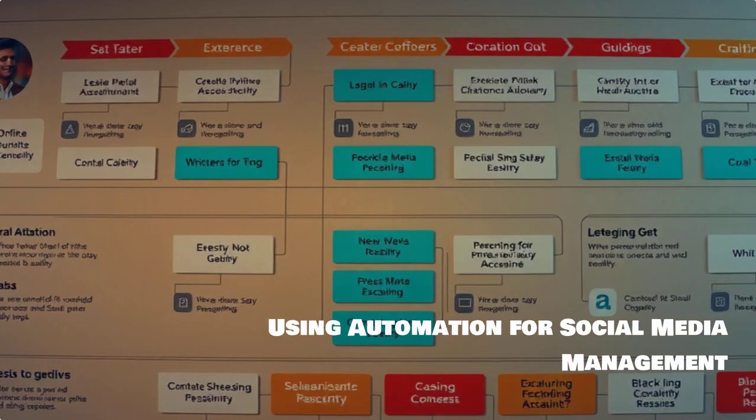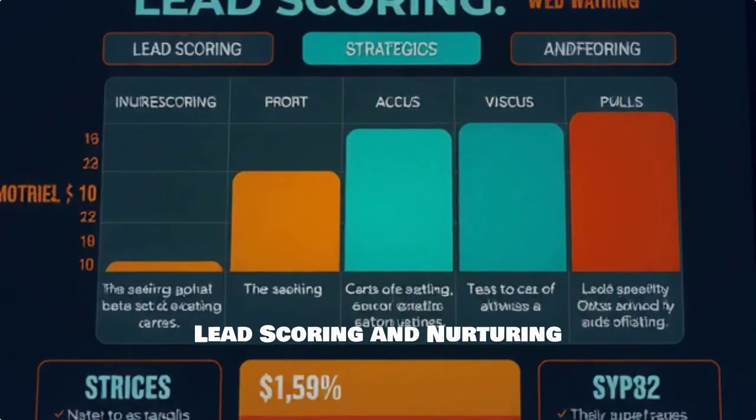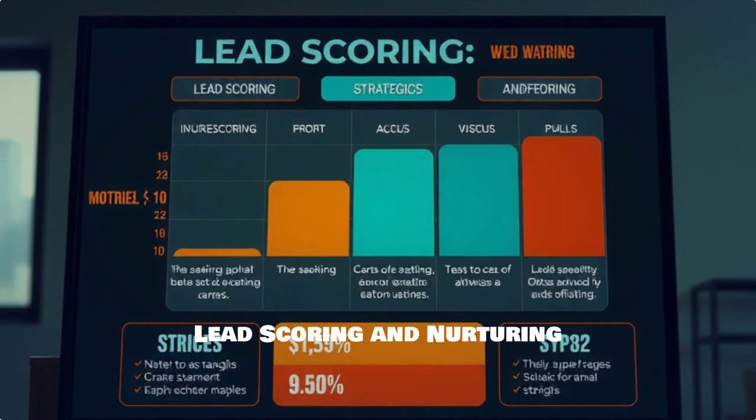Automation can save time in social media management. Here are some tools and techniques you can use. Learn how automation can help with lead scoring and nurturing to enhance your sales process.